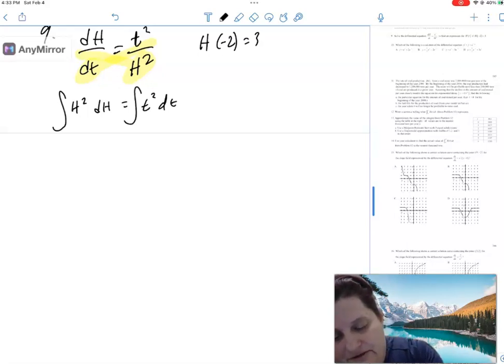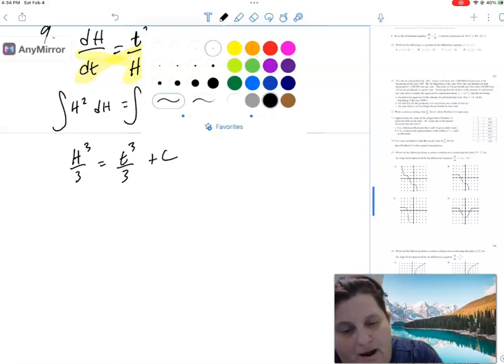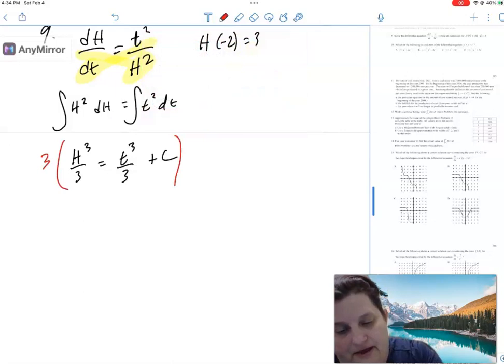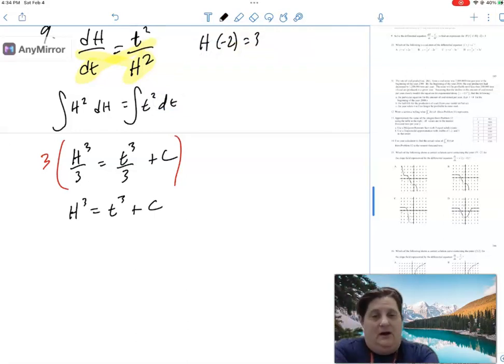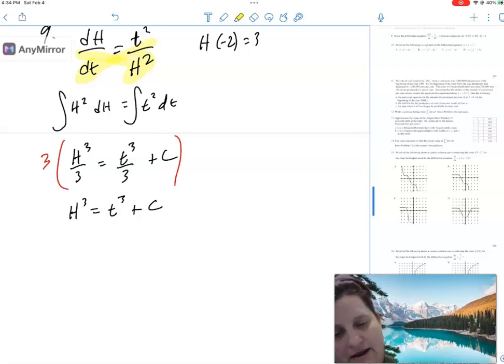If I integrate both of those, that's h to the third over 3 is t to the third over 3 plus a constant. I'm going to go ahead and multiply everything by 3 so that I have h to the third is t to the third plus a new constant. Call it C1, C2 if you want, or just call it a new constant. Now, it says if I plug in negative 2, I should get 3. So 27 equals negative 8 plus c.